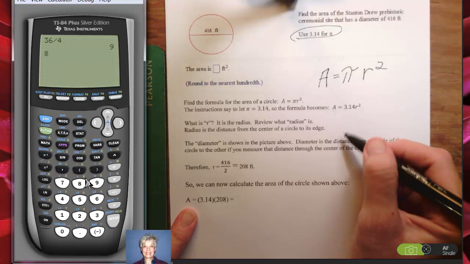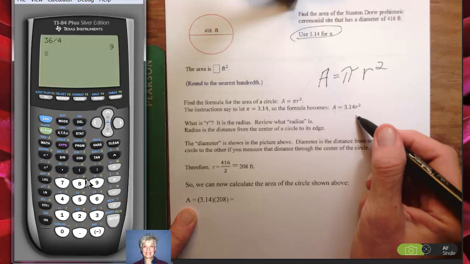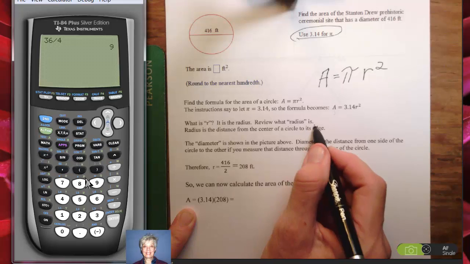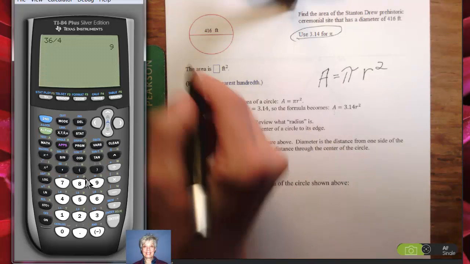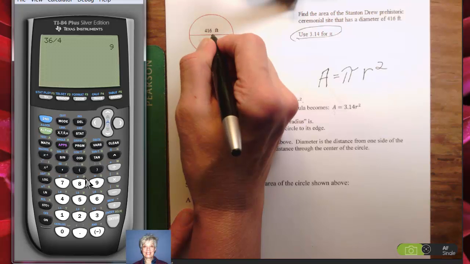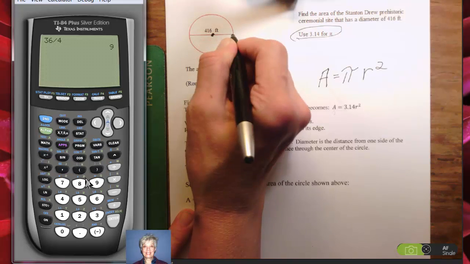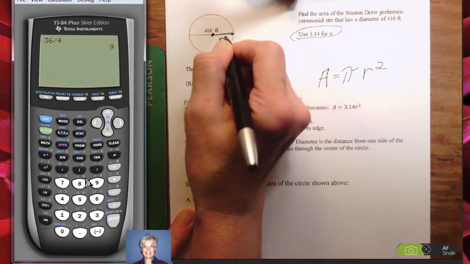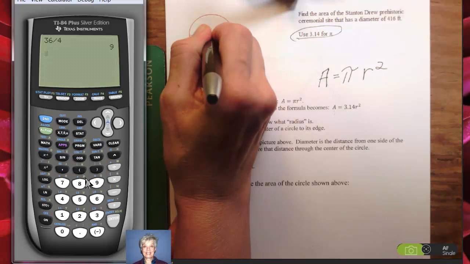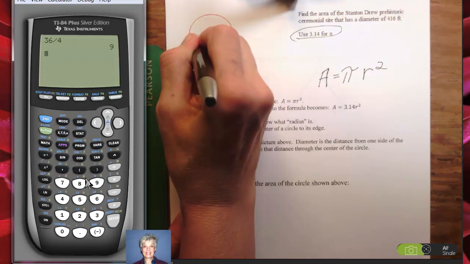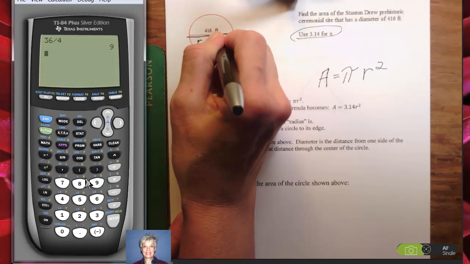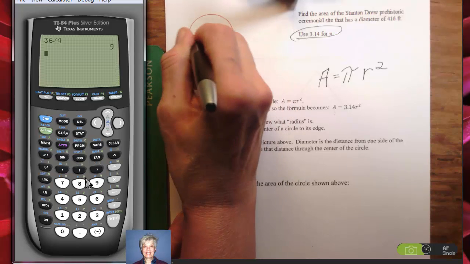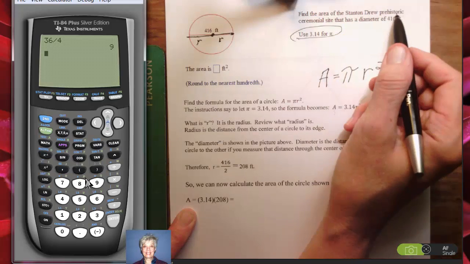So now we have to figure out what r is. R is the radius. And you can look up on the internet or look in your book to remember what the radius is. But I'm going to tell you here, the radius is the distance from the center to the edge of the circle, okay? Notice that there's a radius here and a radius here. So if you have two radii, that's the plural, two radii together make up the diameter, which is what the problem says you were given.